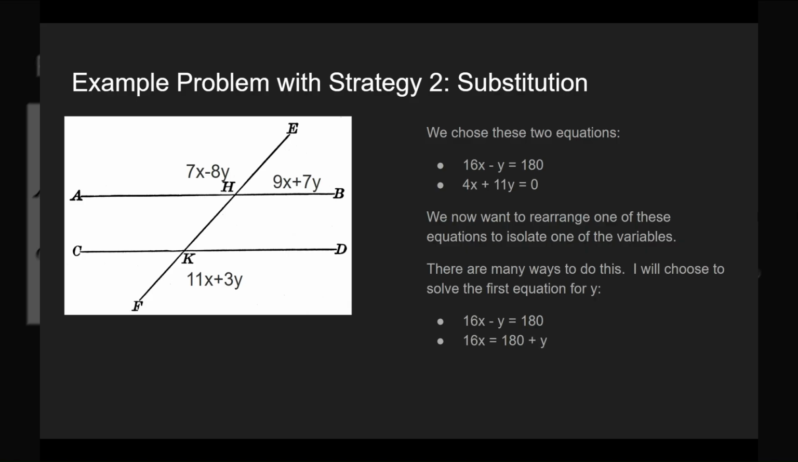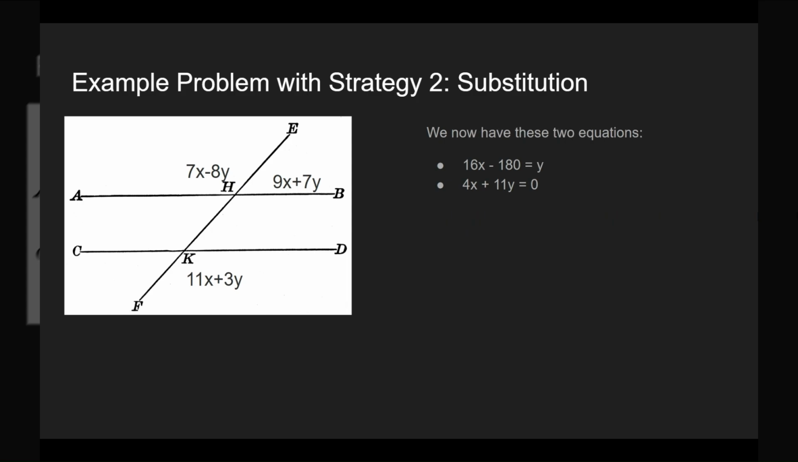So I've got this equation. I add y to both sides. I subtract 180. I've now got 16x minus 180 equals y. And so my two equations now are 16x minus 180 equals y, and 4x plus 11y equals 0. That second one has not changed at all. Now that I've got the first one as y equals whatever, I can take that expression that I've solved for y and plug it into the second equation.